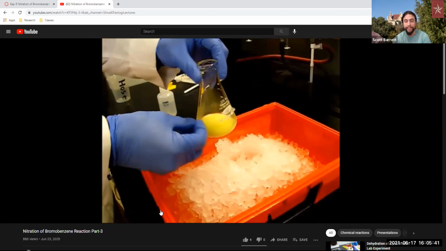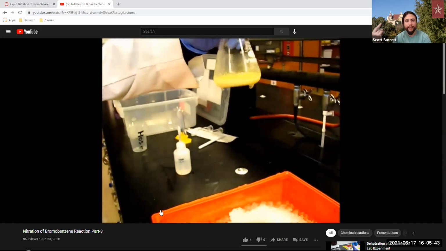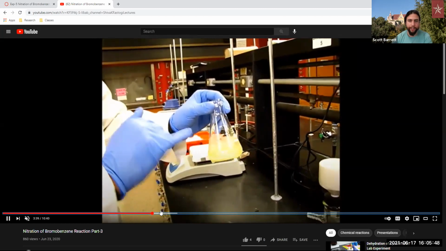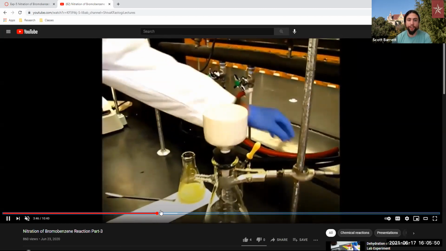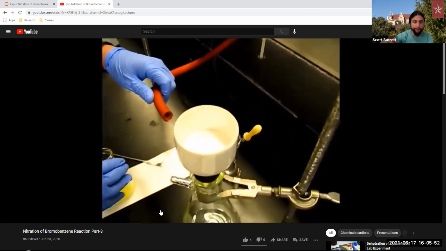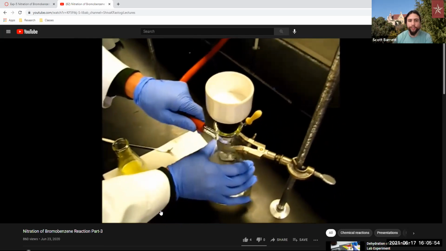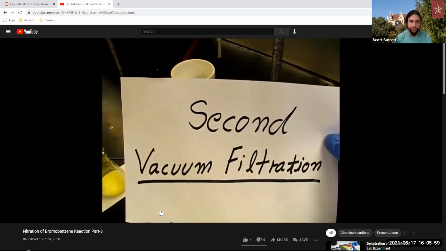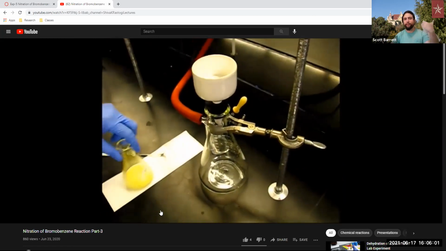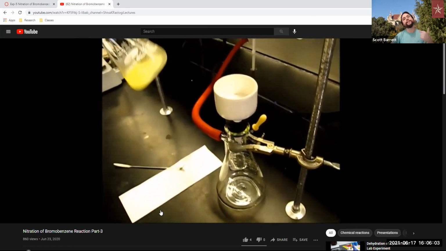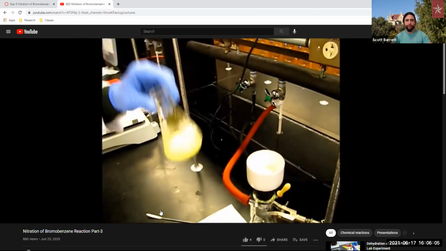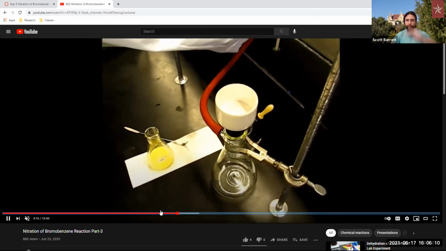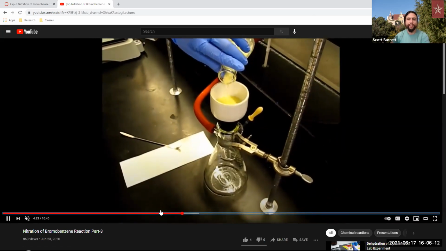Once it's completely precipitated out nicely, then we're going to take it over into our filtration setup again, right? Because then we can filter off our nice precipitate, the para, leaving the polar soluble ortho-nitrobromobenzene. This is the second vacuum filtration. So this is to separate the two isomers. So first they wet it to make sure that nothing falls through the filter. We're going to save our product, right?